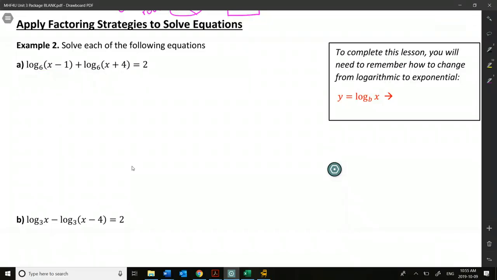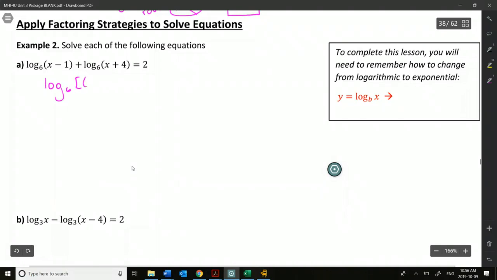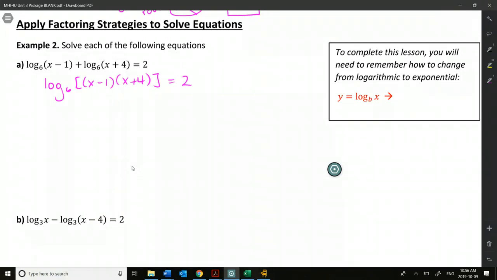So what do sums become with logarithms? Multiplications. So sums become multiplications. So I should be able to write these 2 guys inside the logarithm as multiples inside a single logarithm with base 6.